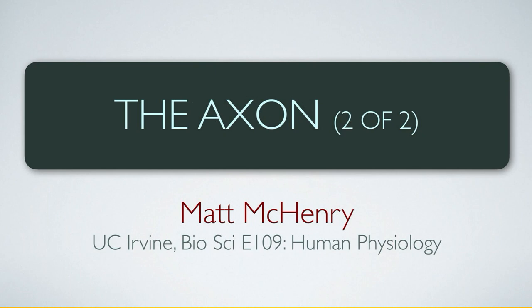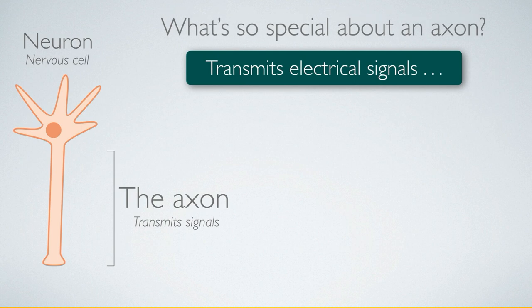Now we're going to continue with the consideration of the axon. And there were two questions left unresolved by the last lecture. So the general question is, what's so special about an axon? We've already considered how action potentials permit the transmission of electrical signals along the membrane of the axon.